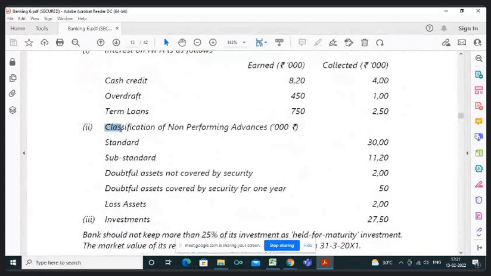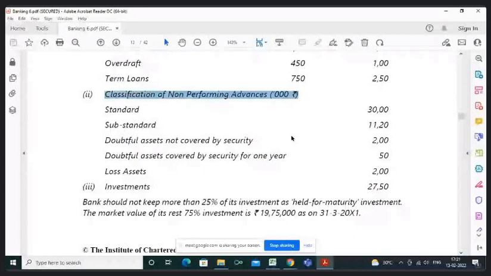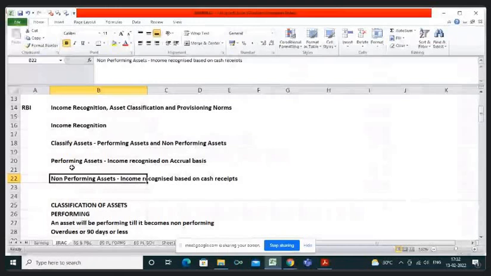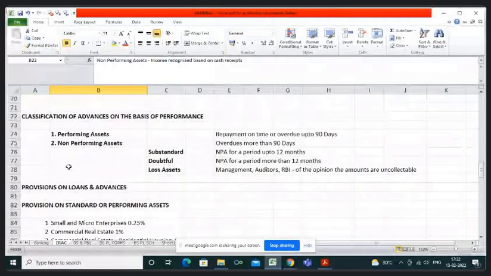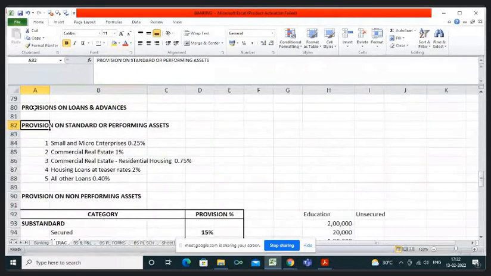Classification of non-performing advances. Standard 3000, substandard 1120, doubtful assets not covered by security 200, doubtful assets covered by security for 1 year 50, loss assets 200. So as soon as you see this classification of non-performing advances, what should come to your mind? Provisioning. We have to make provisions. It's implicit because we have studied that provisions are compulsory. It's not optional.